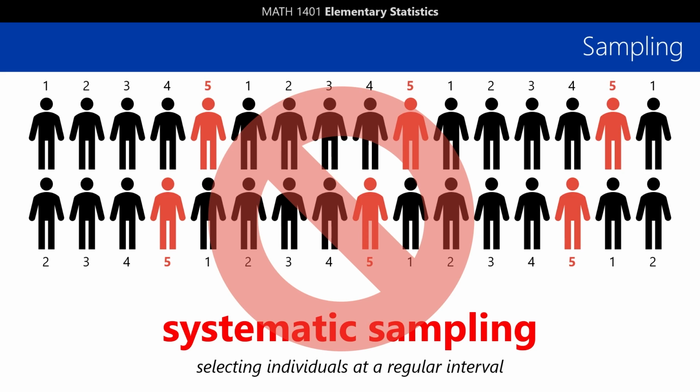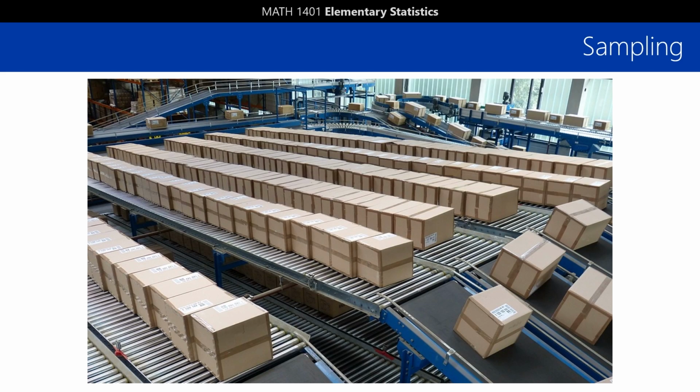Say you're taking every 10th item off a conveyor belt to make sure it meets quality standards. What if it just so happens that a machine is malfunctioning so that every 10th item on the line is defective? You'll probably miss them all, but maybe if things work out just right, you'll think every single item is defective. That's the pitfall of systematic sampling.